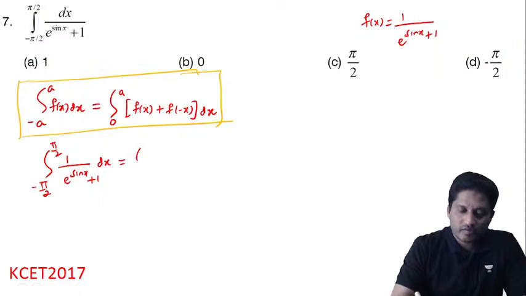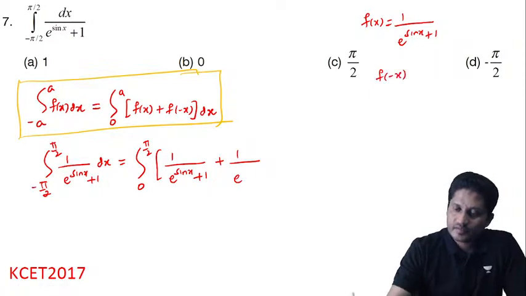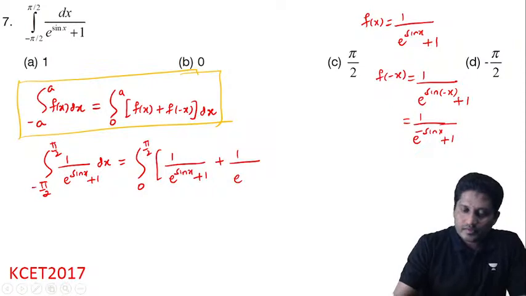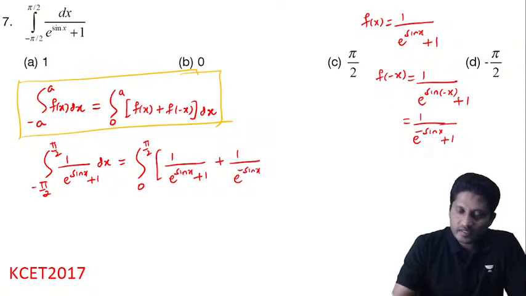Right, now fx is equal to 1 divided by e power sin x plus 1. This is equal to integral from 0 to pi by 2 of fx, which is 1 divided by e power sin x plus 1, plus f of minus x, which is equal to 1 divided by e power sin of minus x plus 1. This is 1 divided by e power minus sin x plus 1. Sorry, it should be the whole plus 1, not power. Whole plus 1, dx.